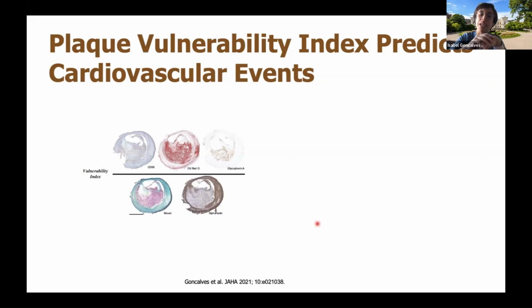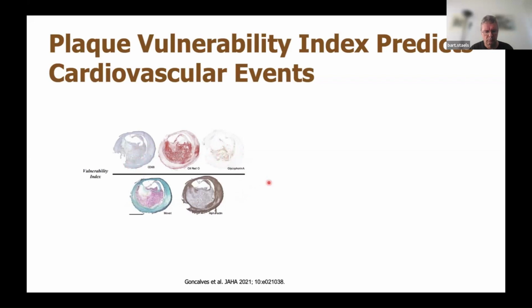So very basic concepts are actually this plaque vulnerability concept that Menno also mentioned a bit. And actually we could show that it's not just one component, not only the macrophages that are the nasty fellows in the plaque. Actually, it's a balance. So we decided to really test this index, a ratio between stabilizing components like collagen and smooth muscle cells versus the destabilizing components like macrophages, lipids, and intraplaque hemorrhage.